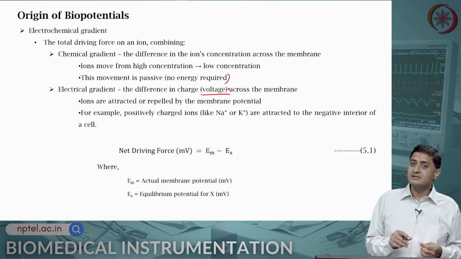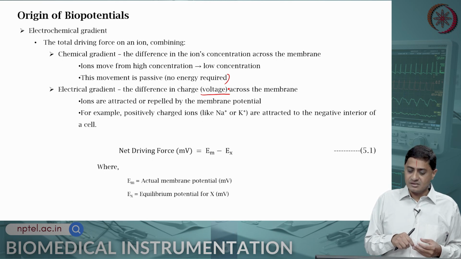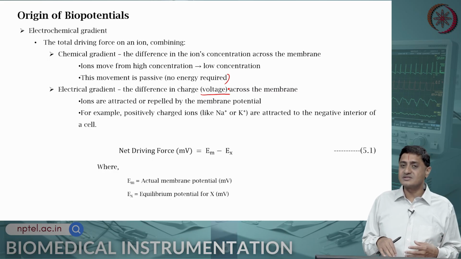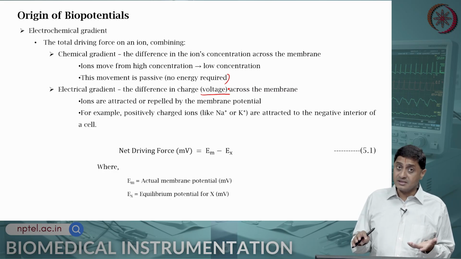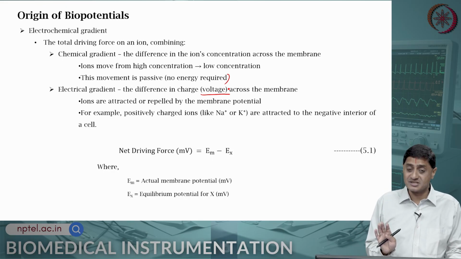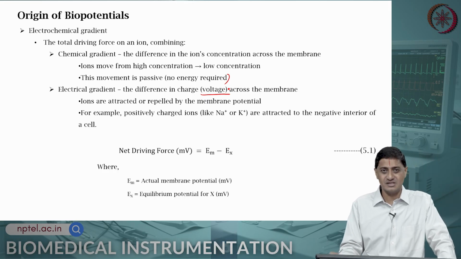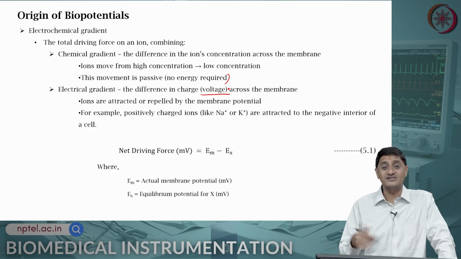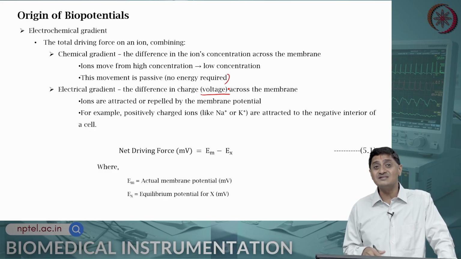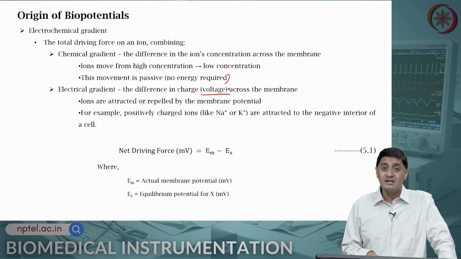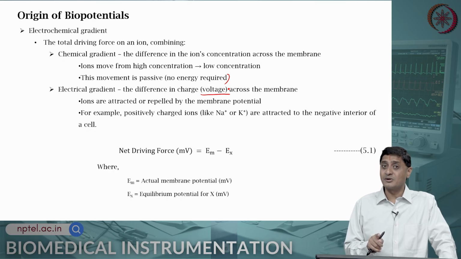And it turns out that positive ions are attracted to a side that is more negative, and negative ions are attracted to a side that is more positive, or rather positive ions are repelled by the side that is more positive, and negative ions are repelled by the side that is more negative. That is common sense, from our high school physics and chemistry. So, cations are attracted to the negative interior of the cell. Why? Because the inside of the cell is at minus 70 millivolts with respect to the outside. So, cations will naturally flow inside, not just due to the concentration gradient, but also due to the potential gradient.